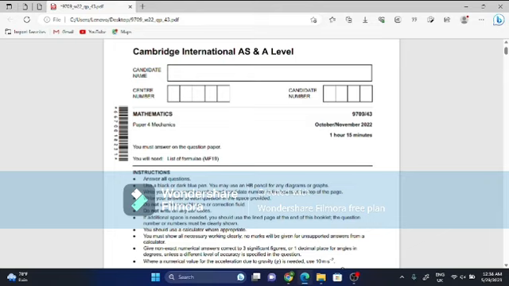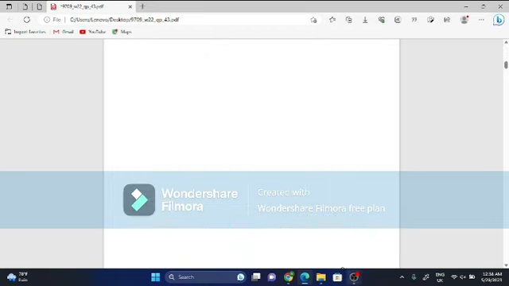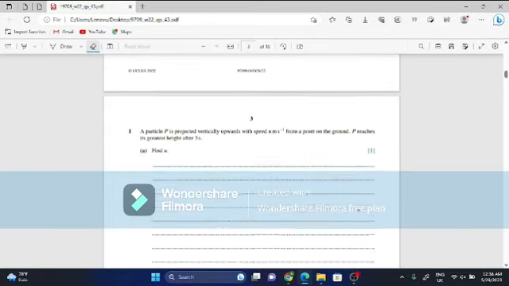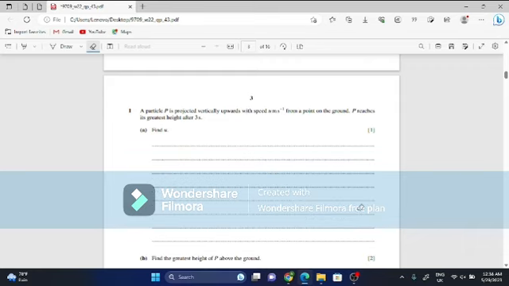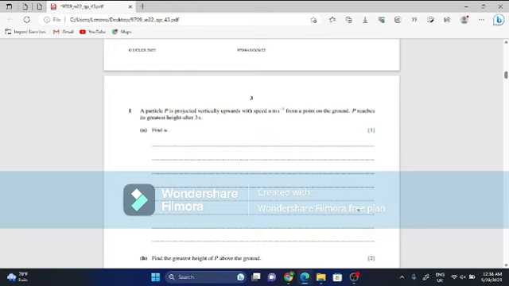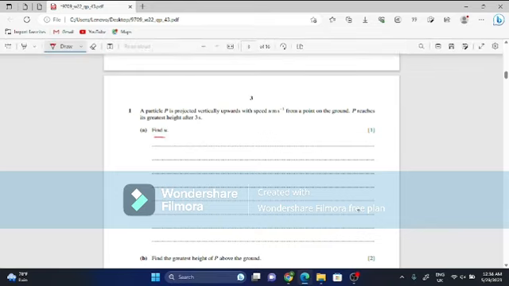This is a mechanics paper having code 43. So the first question that we have to work on: a particle P is projected vertically upward with a speed u meters per second from a point on the ground. P reaches its maximum height after 3 seconds and you have to find this velocity.